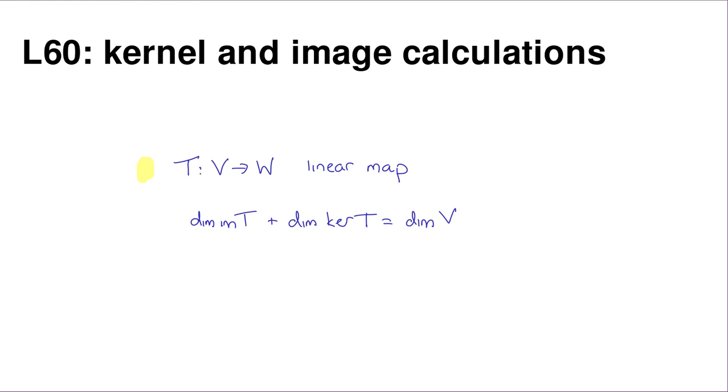If you have a linear map T from a vector space V to a vector space W, then the dimension of the image of T, which is called the rank of T, plus the dimension of the kernel of T, which is called the nullity, is equal to the dimension of V, the domain of our linear map T.